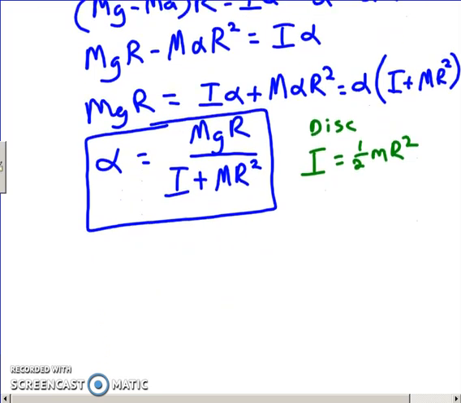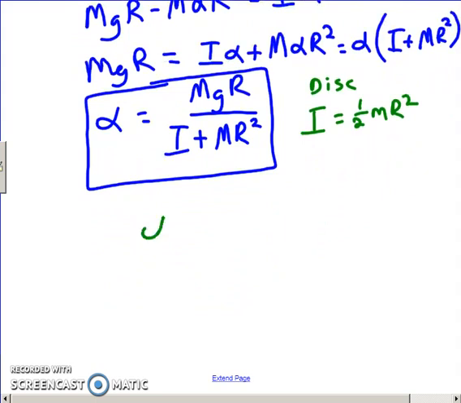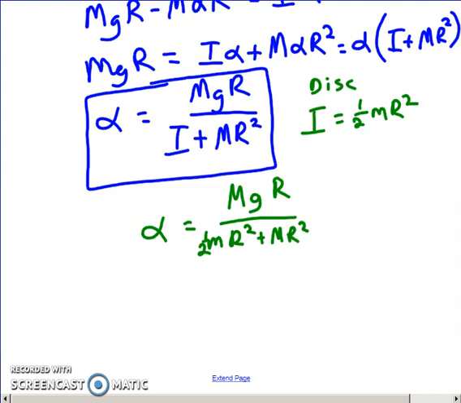Let me extend this down a little bit. And so now we have alpha is going to equal big M g times R. Now, for I, we have to be careful. It's little m, the mass of the pulley, not the mass of the falling mass. Okay, oops, I forgot the 1/2 r squared plus mr squared. All right, I can't add the two terms in the denominator because I have two different m's, but I can pull out an r squared. So this would become mgr all over r squared times (1/2 m plus m).